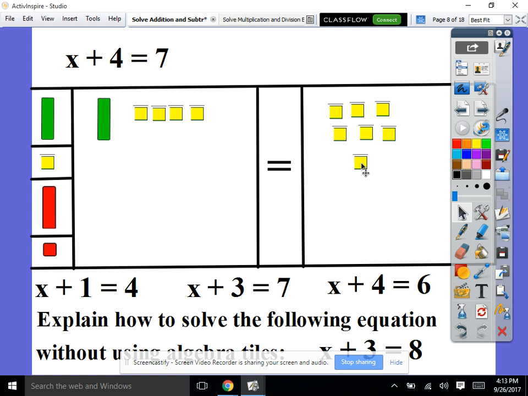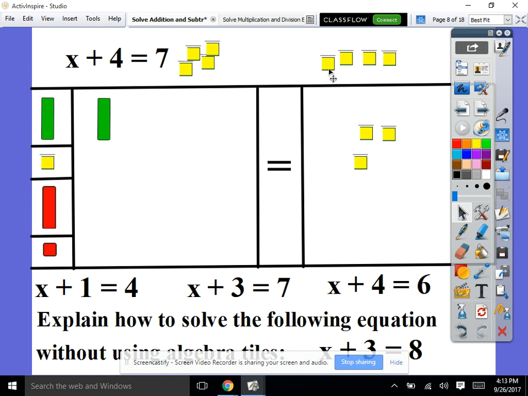All right, so I want to get X by itself. That means I want just the green rectangle to remain. So what do I need to do? How about if I take away, just get rid of these. That leaves me with the green rectangle all by itself. But if I take away 4 squares or ones from the left side of the equation, I have to do the same thing on the right side of the equation.